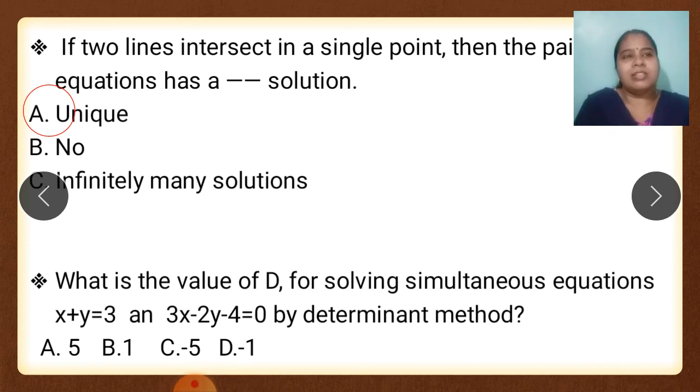And the answer is, yes, minus 5. I hope everybody is getting the correct answer. If not, work it out, you will get it. Okay, so the answer is minus 5.